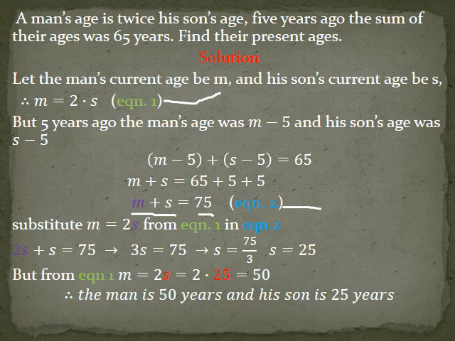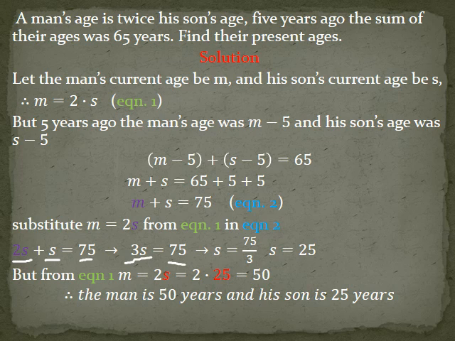Now from equation 1, we have that M, the man's age, equals 2S. So we can substitute this M equals 2S for M in equation 2. So instead of writing M plus S equals 75 as we have in equation 2, we replace this M here with 2S. So now we write 2S, which is representing M, plus S equals 75. So 2S plus S is going to be 3S equals 75.